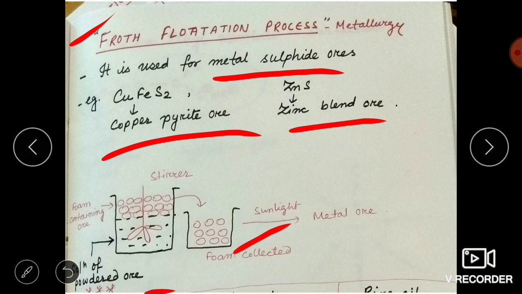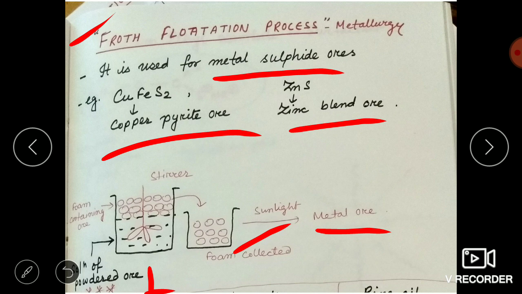Then if you put it in the sunlight, the foam will vanish and you will get the metal ore. That means the impurities will be left behind in the solution and you have collected the metal ore. You have separated the metal ore. So that is the basic process of the froth flotation. But the process is not so simple.